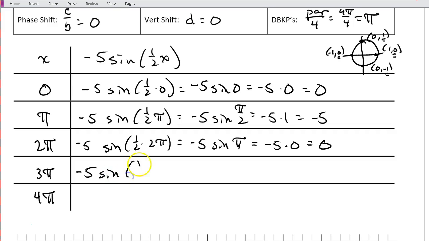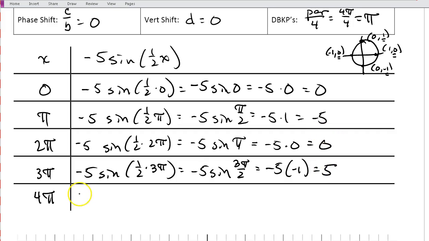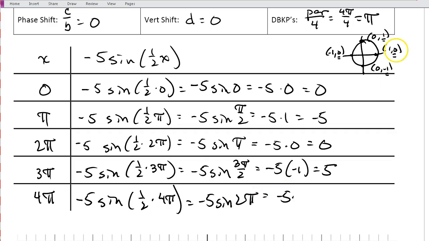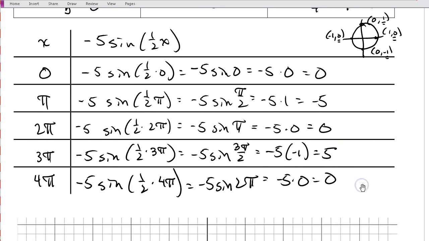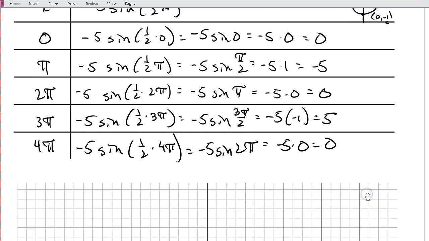-5 sine 1/2 times 3 pi, so that's -5 times the sine of 3 pi over 2. So that's 3 pi over 2 down at the bottom. My y coordinate is -1, so that's +5. And the last one, -5 sine 1/2 times 4 pi. That's -5 sine 2 pi. Sine at 2 pi is 0, so that's 0. So I have my ordered pairs. I'm going to go ahead and graph these. So I have 0, 0.